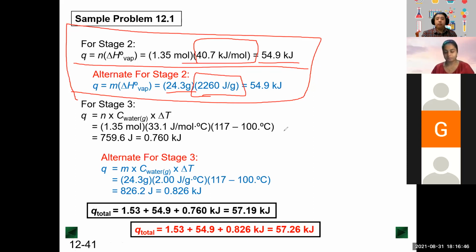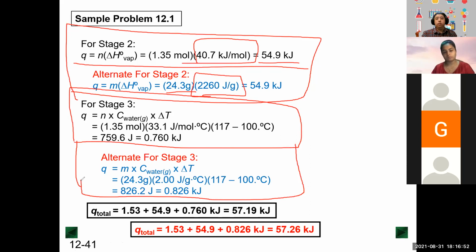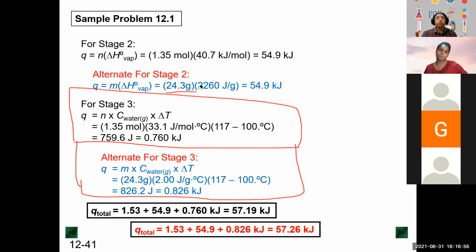Now, the last part we're going to do here is we're going to go ahead and heat that gas from 100 to 117. Okay. So it's pretty straightforward. I can use, once again, the mole equation here, or I can use the mass equation, as long as I have the constants matching correctly. And they all have the same delta T, 17. Now, obviously, the number may be a little bit off. So you see the numbers here are just slightly off.